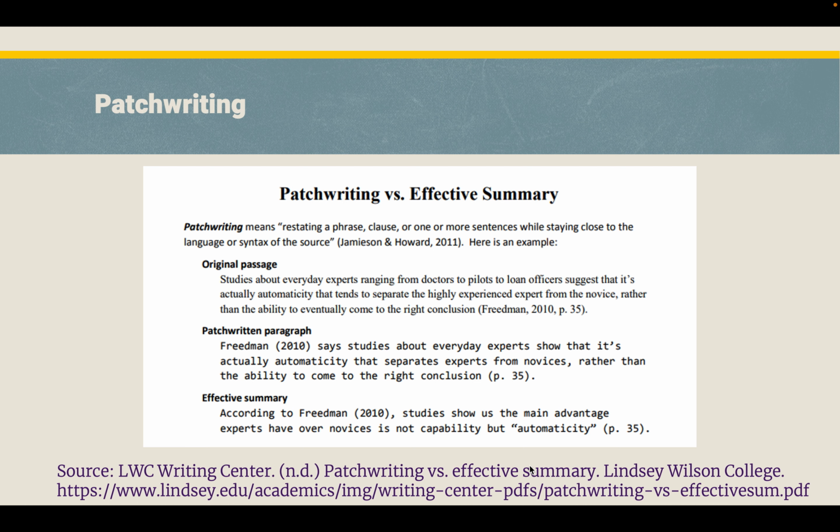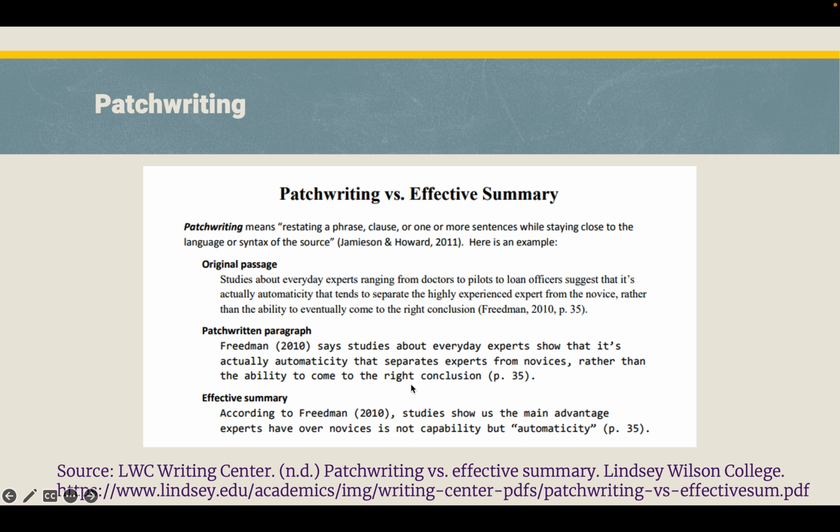Okay, so what you might have noticed is that while the sentence structure of the patch written paragraph is somewhat different than the original passage, some really key terms have been borrowed. So, we have the term everyday experts. We have actually automaticity that separates experts from novices, the ability to come to the right conclusion. Okay, it's really just eventually that's been taken out here.